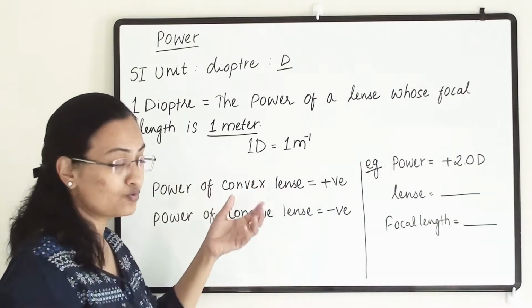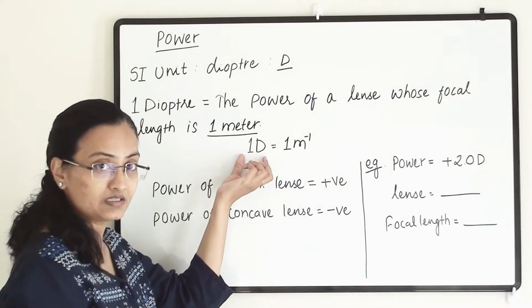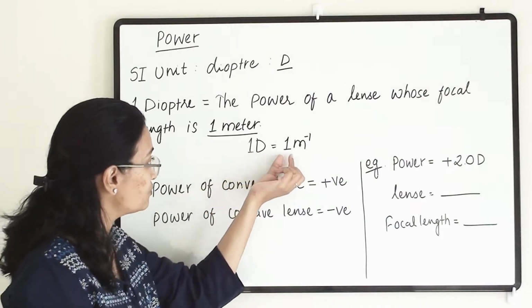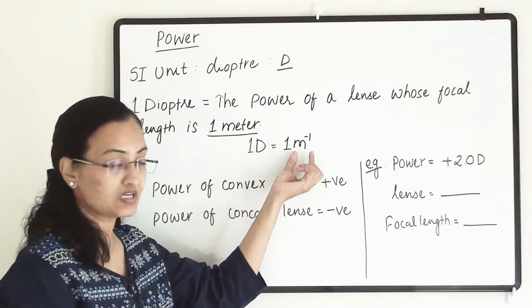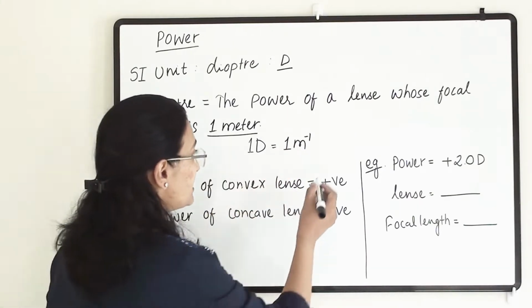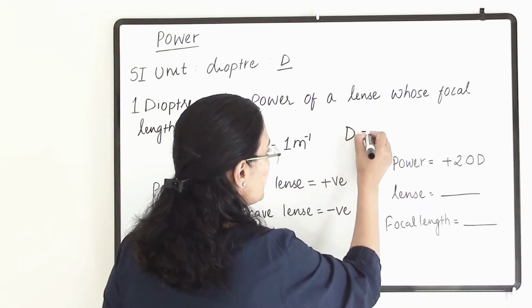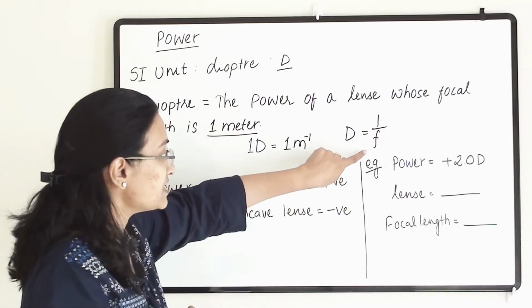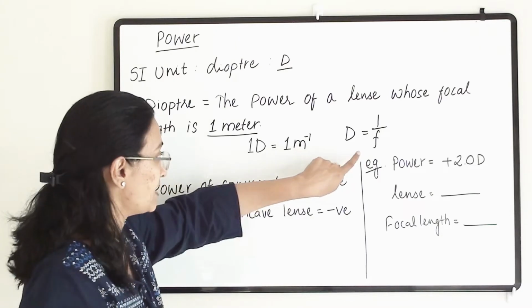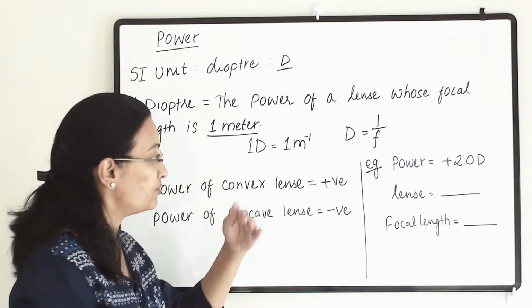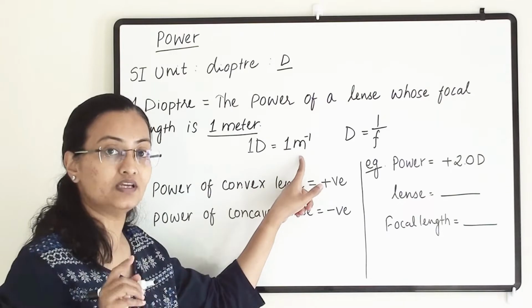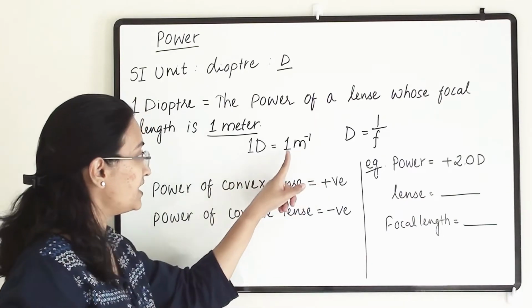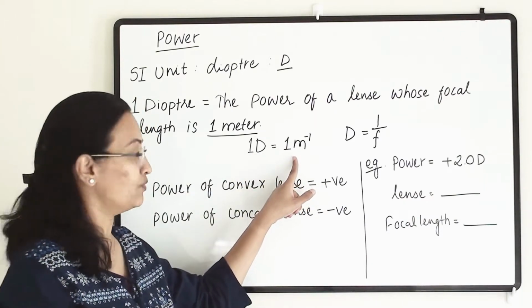So that also means that 1 capital D, that is 1 dioptre, equals 1 meter inverse. Now why is this meter inverse there? Because earlier we have seen that P equals 1 divided by F. So F is in the denominator, and that's why it is meter inverse. So 1 dioptre equals 1 meter inverse.